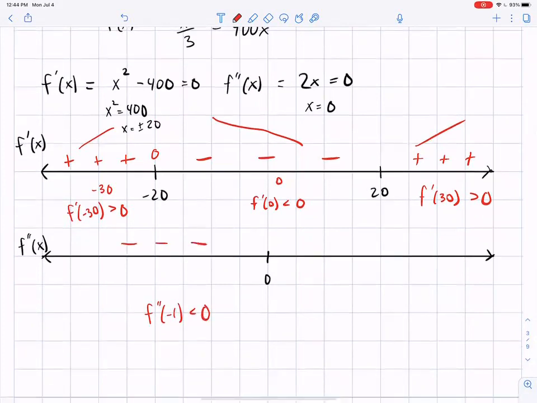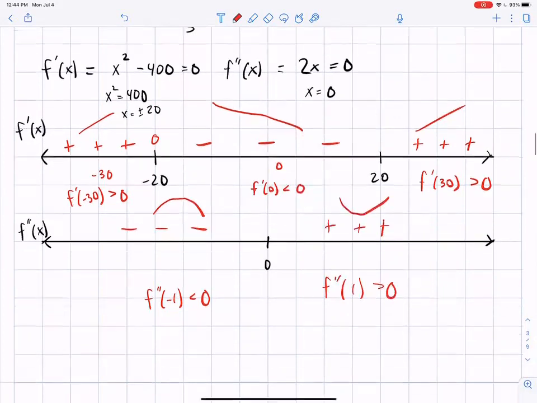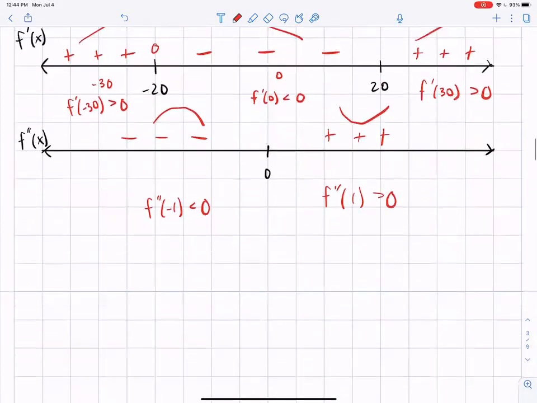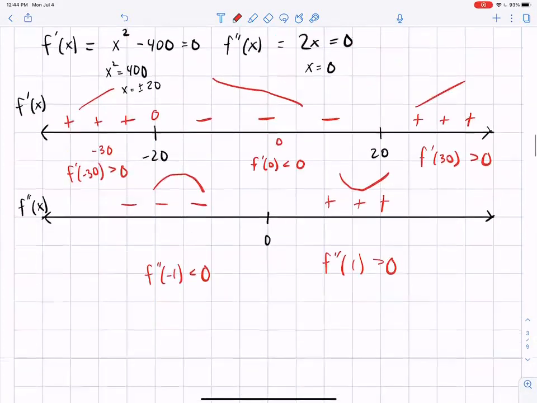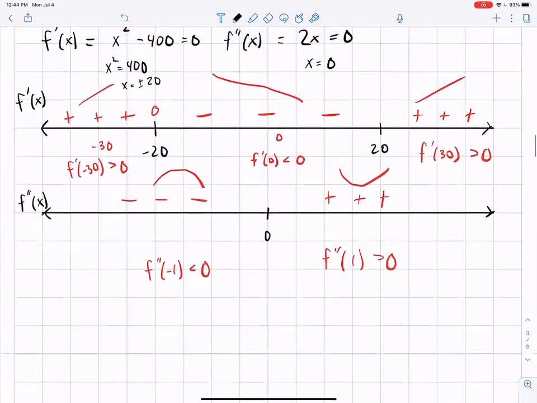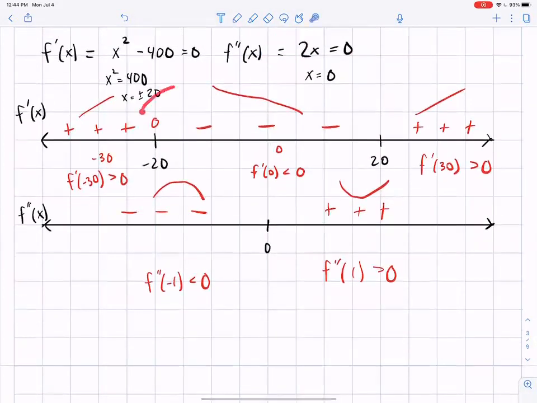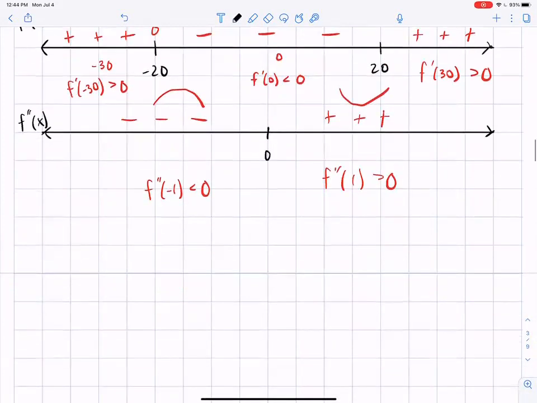So that's negative, so it's concave down here. And then f double prime of 1 is bigger than 0, so it's positive here, so it's concave up. And so now we really have all the information we need to graph this. The final thing I would do is find what the function values are at those 3 important points, and those will be our anchor points.